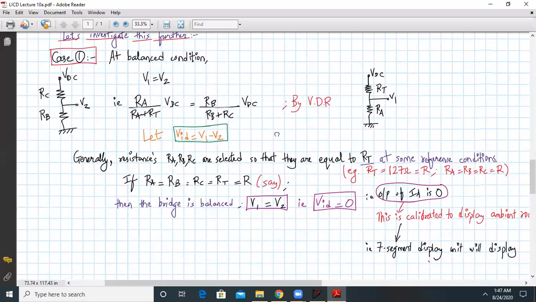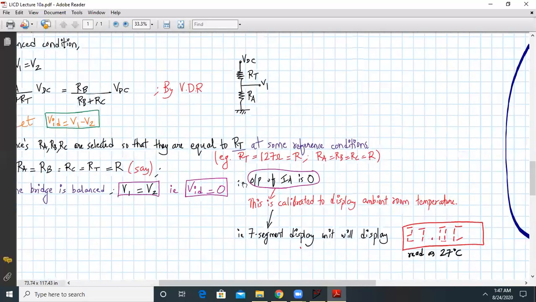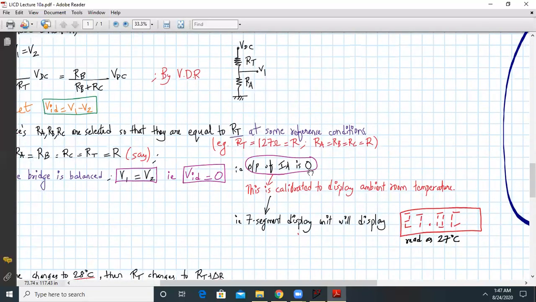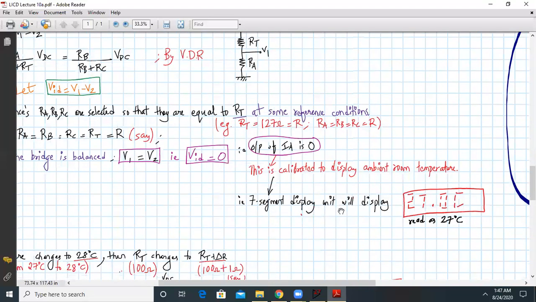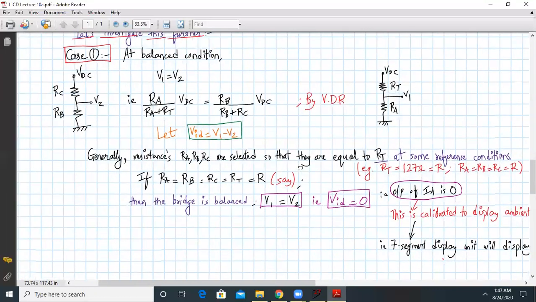So here the bridge is balanced, there is no temperature change. V1 will be equal to V2, then VID will be equal to 0. The output of the instrumentation amplifier will be 0, and this will be calibrated to display the ambient temperature. So the 7 segment display unit will display 27.0 degrees Celsius. So that's our case number one.